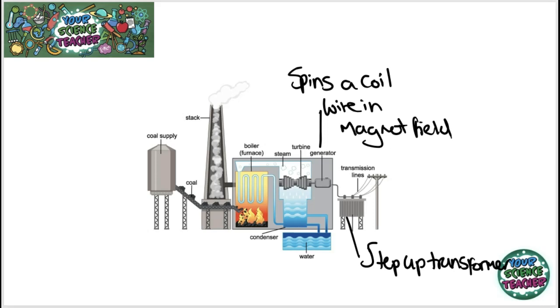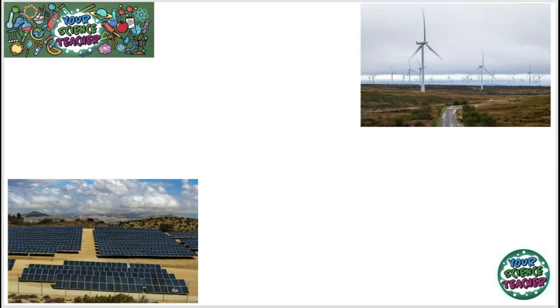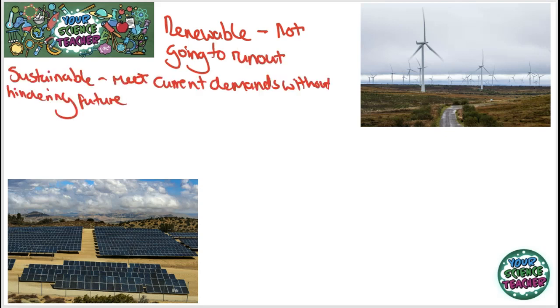into our environment. So we're now going to focus on some resources which are renewable, and these are also sustainable ways of generating electricity. Renewable means they are not going to run out, and sustainable means that they will meet the needs of today without hindering future generations. So let's focus on these two methods that we have in front of us.